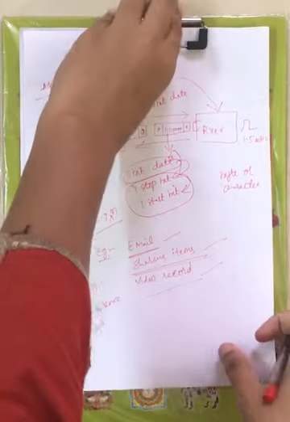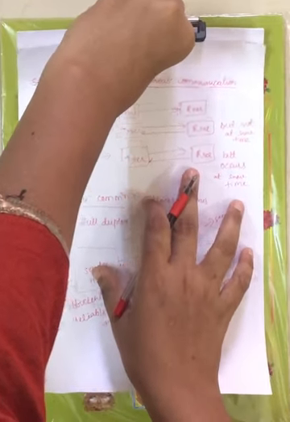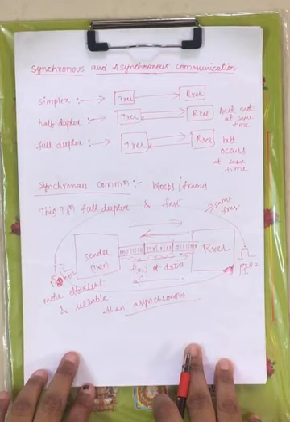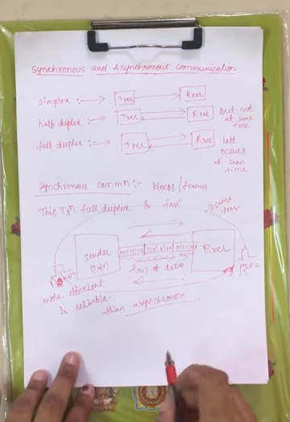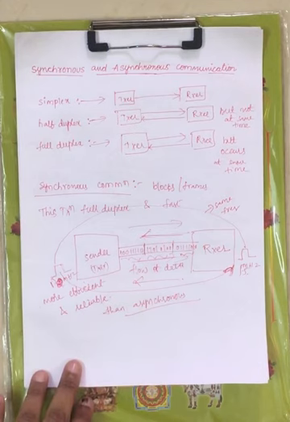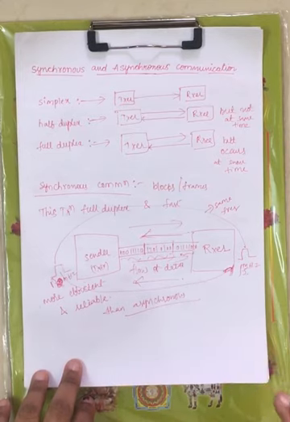Now let me briefly explain again one by one. What is meant by simplex? Before going to synchronous and asynchronous communication, let me explain these three terms: simplex, half duplex and full duplex. Coming to the term simplex, using simplex you can transmit data only in one direction.